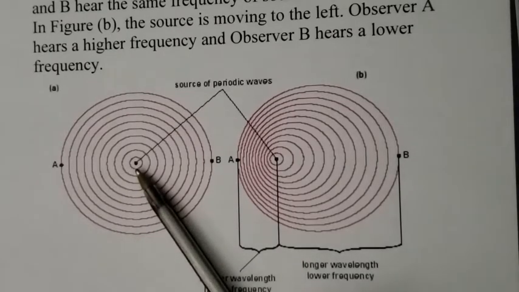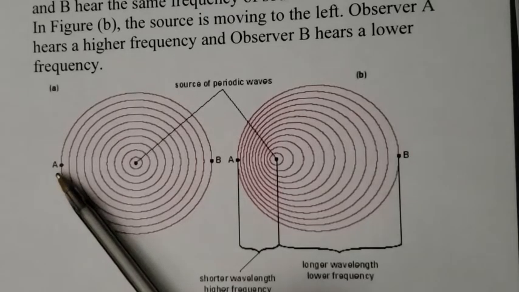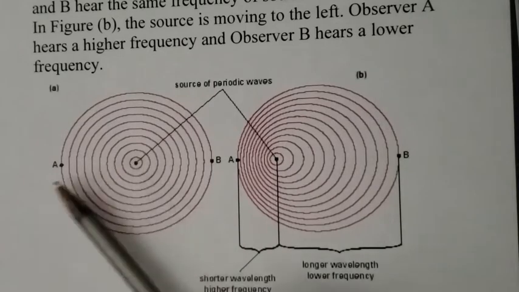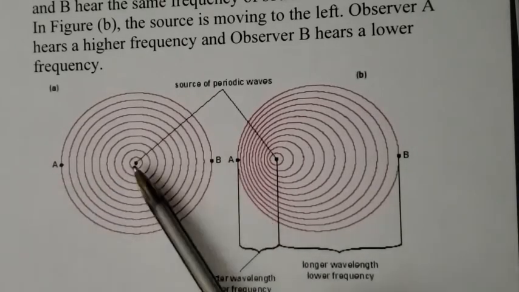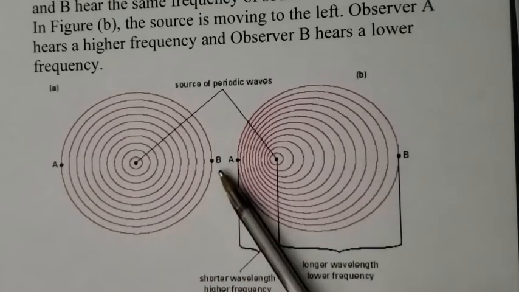So if whatever is making the sound is stationary, so it could just be someone hitting their horn in their car, if the car is stationary and hitting their horn, we have an observer here at position A and an observer here at position B. And what happens is they hear the exact same thing. We have the horn making the sound, and we get these little circles that move out away from the sound, and A and B hear the exact same thing.